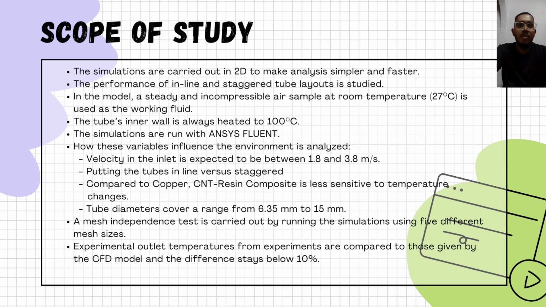Now I am going to explain about scope of study. This project uses 2D simulation and ANSYS Fluent to analyze airflow in fin and tube heat exchangers. The working fluid is air at 27 degrees Celsius and the inner wall of the tube is maintained at 100 degrees Celsius. We studied two tube arrangements, in line and staggered, with inlet velocity ranging from 1.8 to 3.8 meter per second and tube diameters from 6.35 mm to 15 mm. A mesh independence test with 5 mesh sizes ensures accuracy. Finally, experimental and CFD results are compared and the difference is kept below 10%.